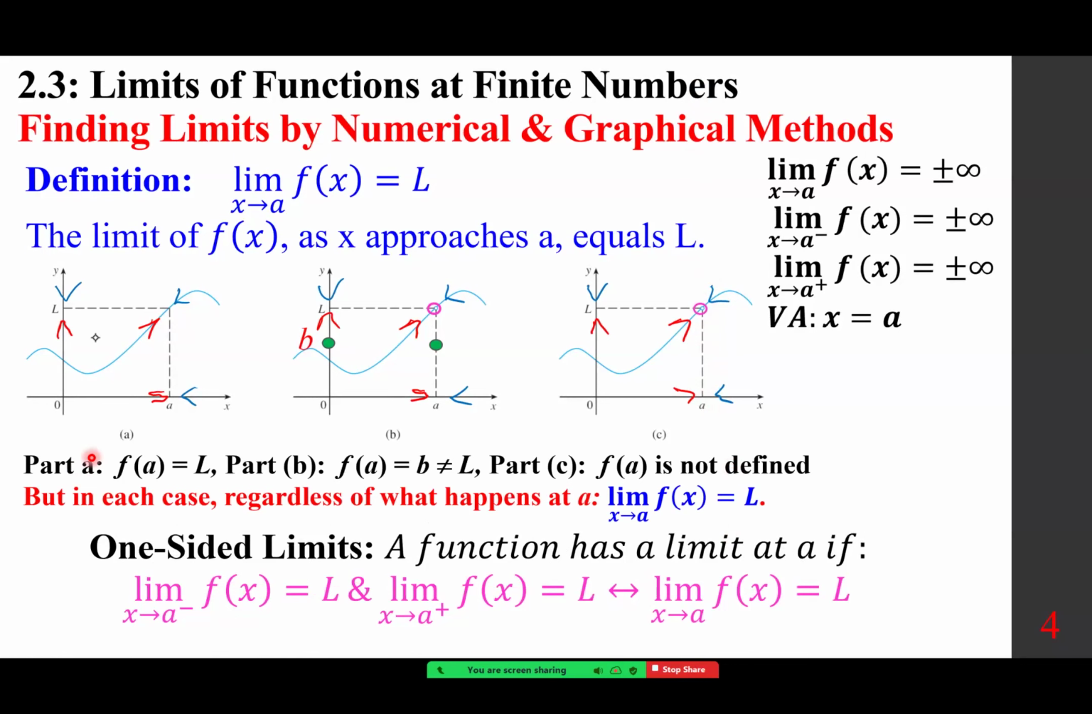So part A, f of A equals L. Part B, f of A equals B, which is not equal to L. Part C, f of A is not even given, is not defined. But in each case, regardless of what happens at A, the limit of f of x as x approaches A is L. So again, pay attention that it doesn't matter what happens at A when we look at the concept of a limit, but rather what happens in the vicinity of it.